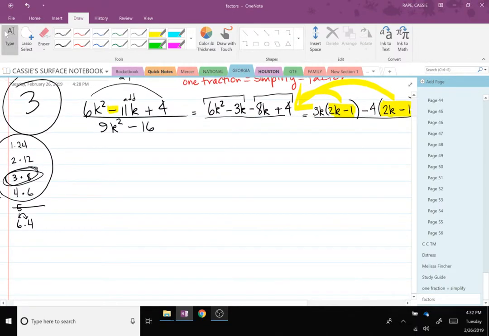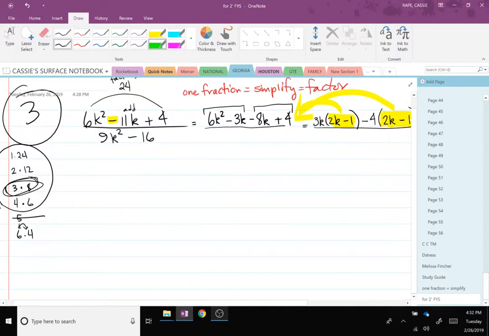I'm going to go back here to 9k squared minus 16. Now I want to tell you that this same process that I just showed you would work. You just have to remember that the middle term is actually 0k. But what I'm noticing here is that this is a special case. It's the difference of two perfect squares. Because 9k squared is the same as 3k times 3k, that means 9k squared is a perfect square. Similarly, 16 is 4 times 4. That's because 16 is a perfect square as well.